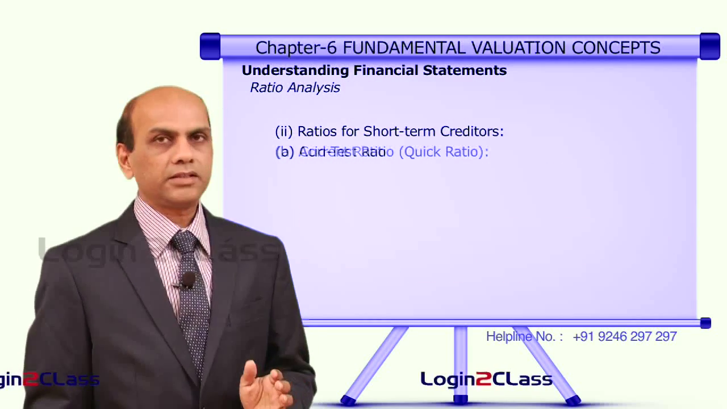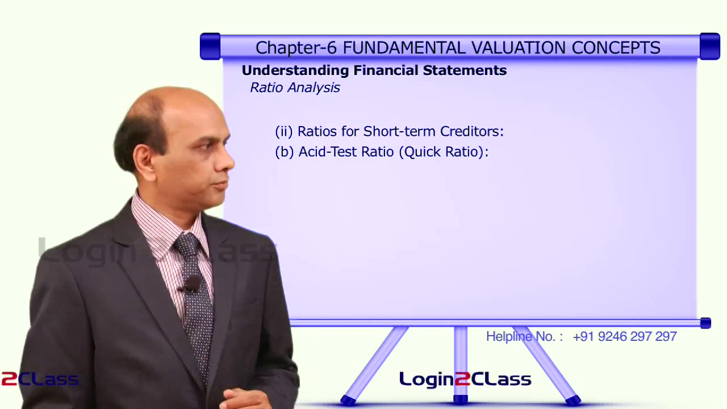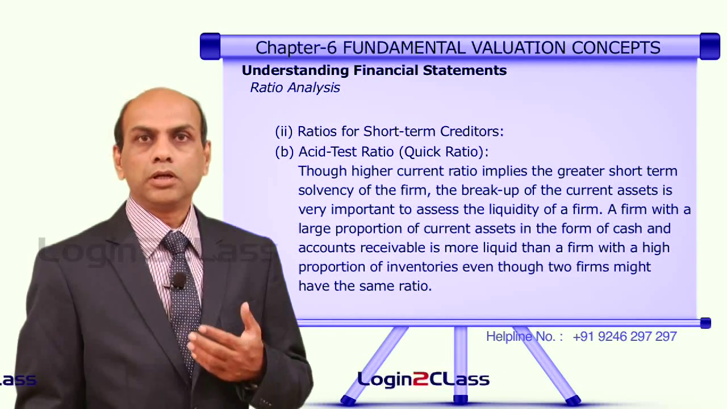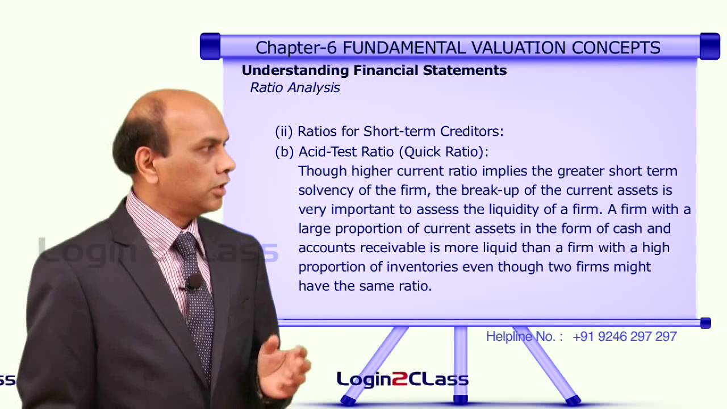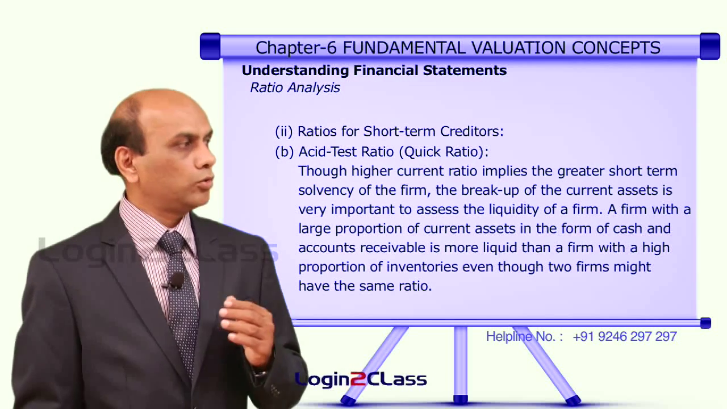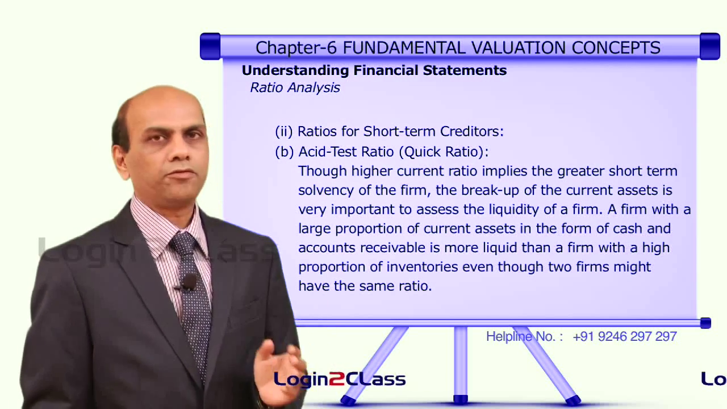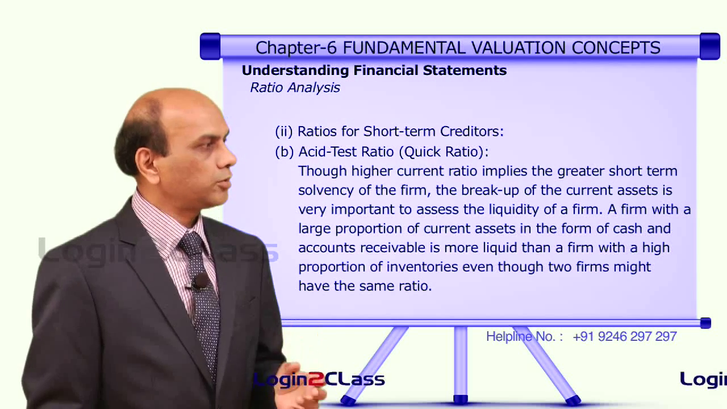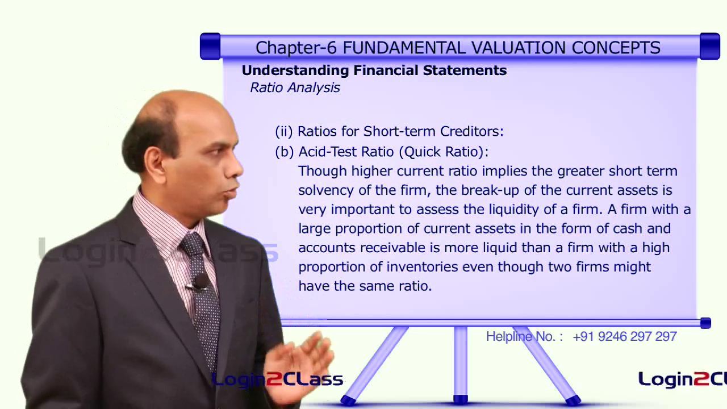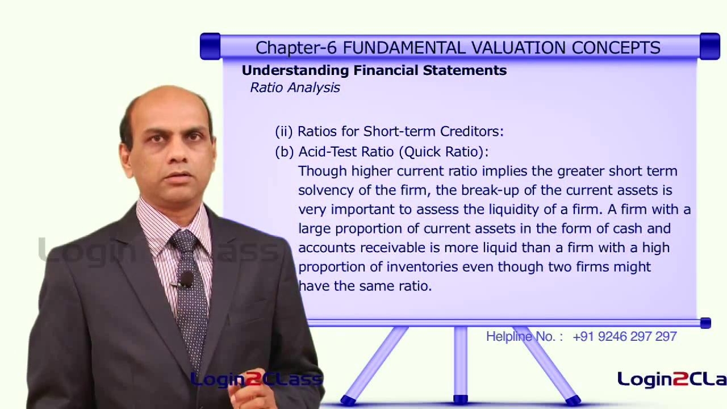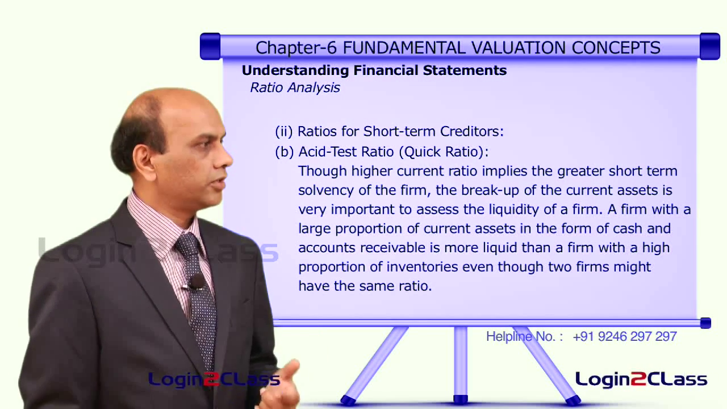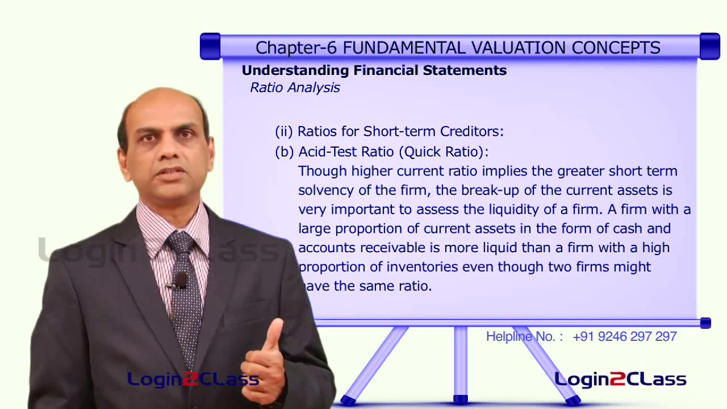Next, acid test ratio or quick ratio. Though a higher current ratio implies greater short-term liquidity or solvency of the firm, the breakup of current assets is very important to assess the liquidity of a firm. A firm with a large proportion of current assets in the form of cash, accounts receivable is more liquid than a firm with a high proportion of inventories, even though two firms might have the same ratio.